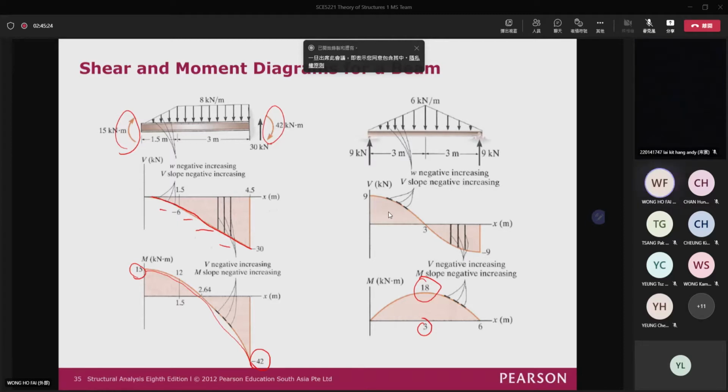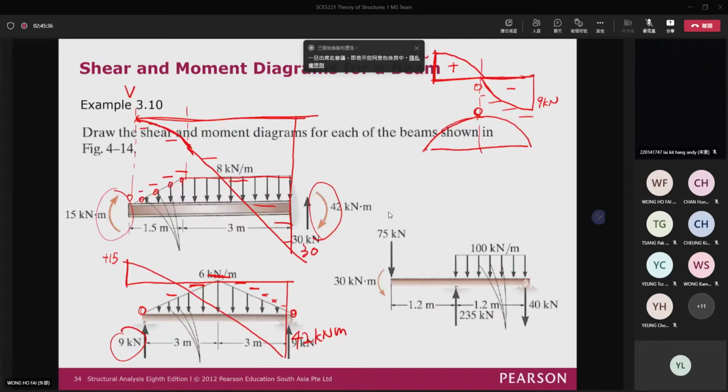For a value, if you want to find the bending moment here, just cut the free body diagram and then find the moment at this location. Then you can find the answer. Okay. So this is the way you can draw the shear force and then the bending moment diagram.